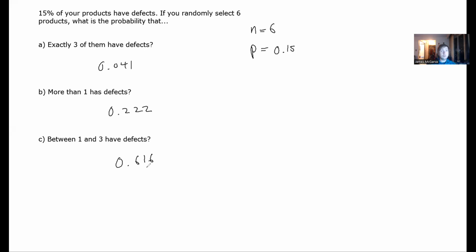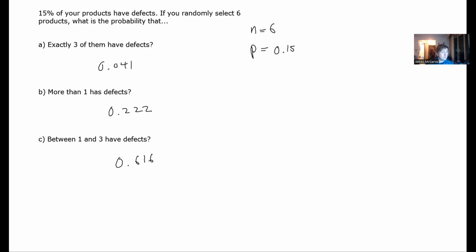Right, just make sure you know where to find everything. The N gives you the chunk of the table you're looking at. The P gives you the column, and then each question, the number they're talking about, gives you what rows you're supposed to be looking at. 3, more than 1, between 1 and 3, those sorts of things. So that's how we would handle a binomial question using the table. Right, there's also formulas, but if you have the table, you don't need the formulas. And the formula sheet in this course usually has the table.